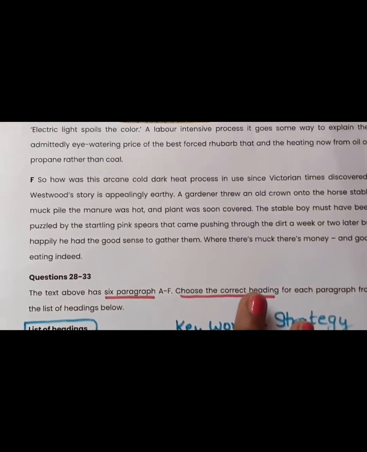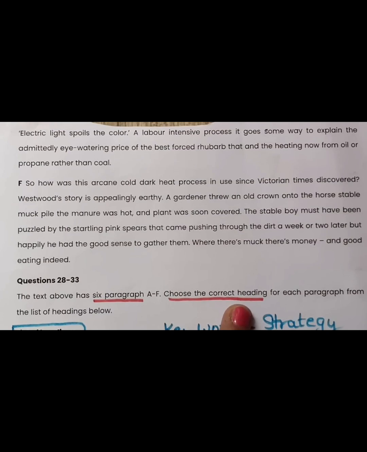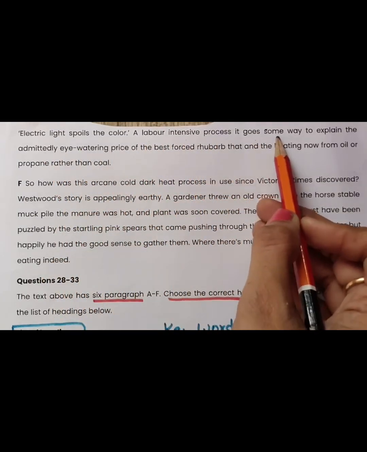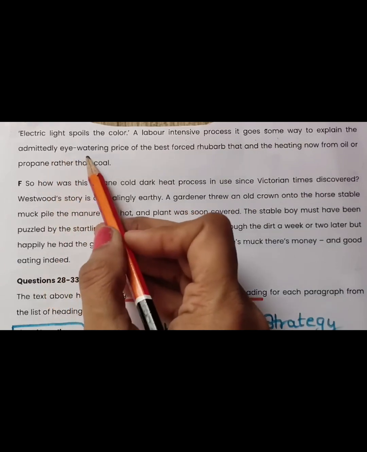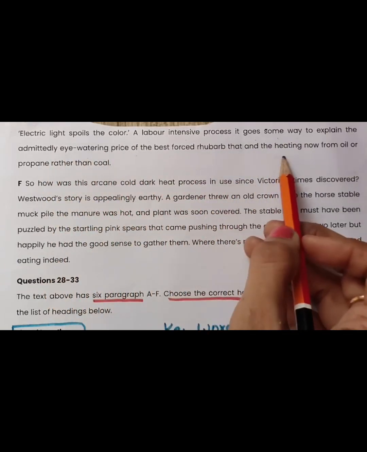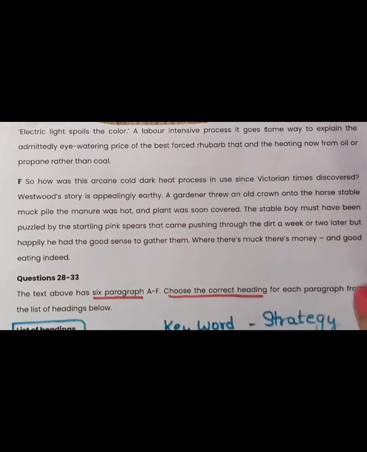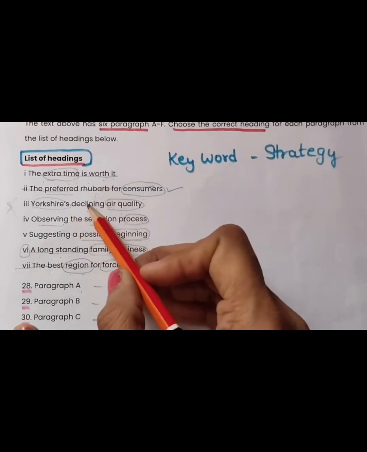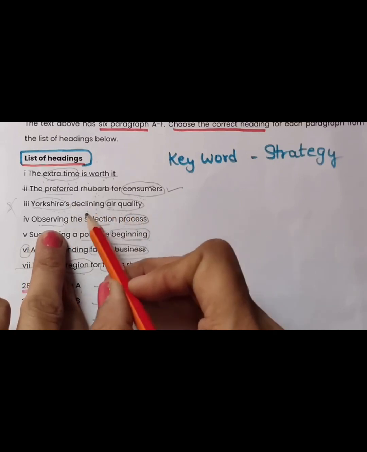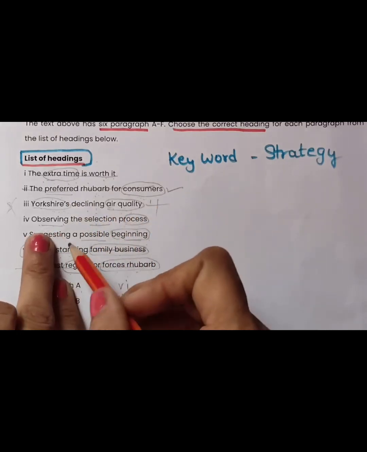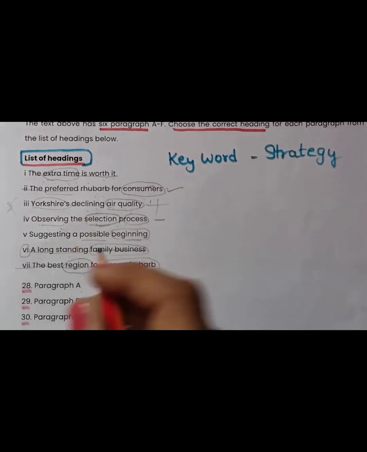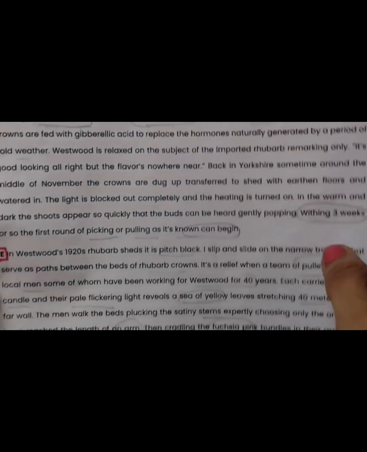Okay, something is left from this paragraph also. You can see this, electric light spills, a labor intensive process. It goes some way to explain the admittedly eye-watering price of the heating, now from oil to propane rather than coal. So what can we match? This is also, air quality was not there. No, it was not. Observing the selection. Yeah, we can go for selection process, because of how they are picking it.